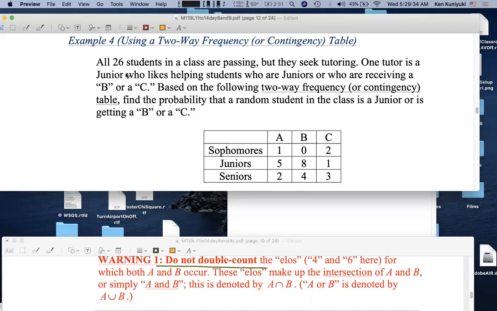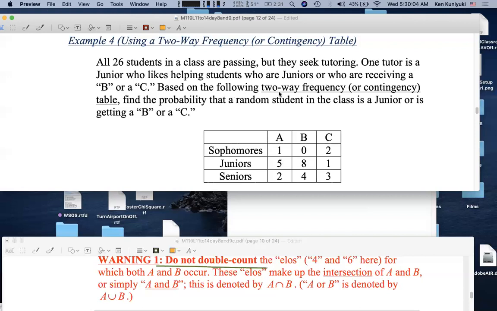So let's say that you're considering the students in a class. All 26 students in the class are passing. They're all getting A's, B's, or C's right now, but they seek tutoring. Now, you, the tutor, you're a junior who likes helping students who are juniors or who are receiving a B or a C, regardless of class status. By the way, there are no freshmen in the class, only sophomores, juniors, and seniors.